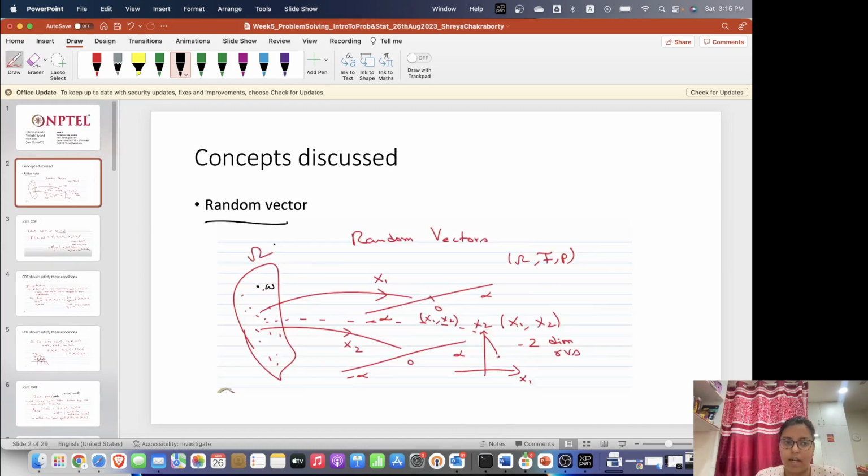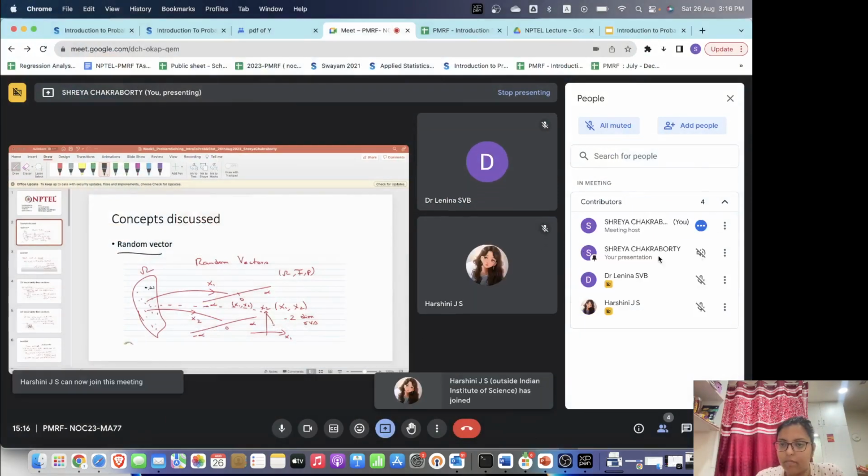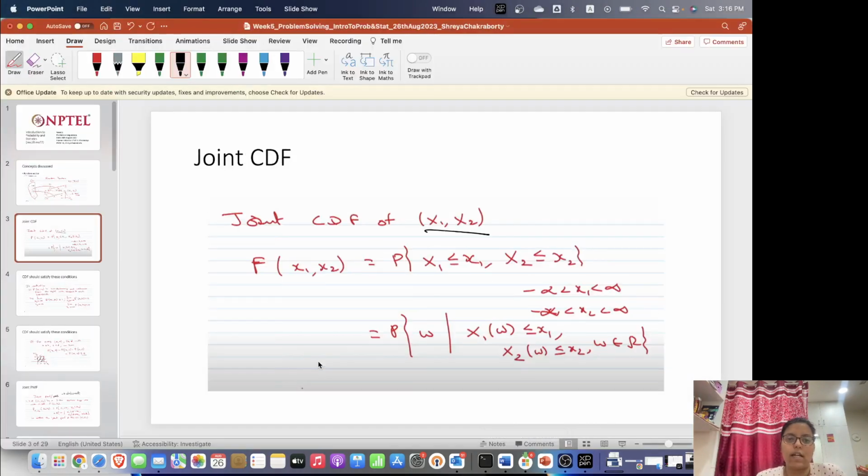We had learned about random vectors, and how previously we were dealing with one variable, where for each omega we took a mapping from the sample space to the real line, and we had the values of the random variables. Now if instead of one, we take multiple variables together, then we would have a random vector. So a d-dimensional random vector would be a point in d-dimensional space. Then we discussed how a joint CDF, or cumulative distribution function, should look like.